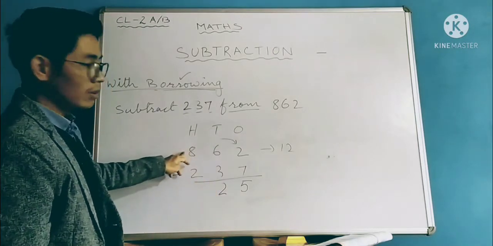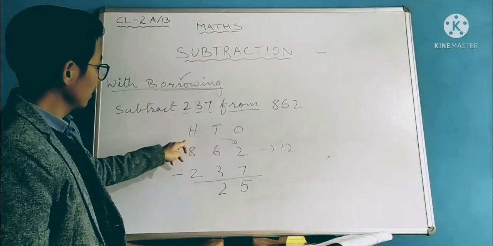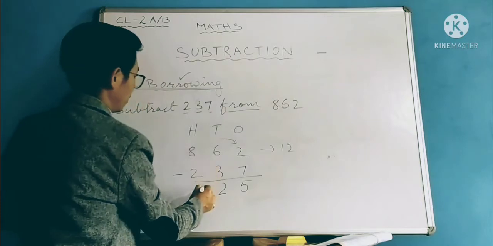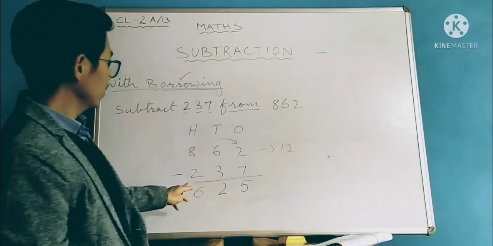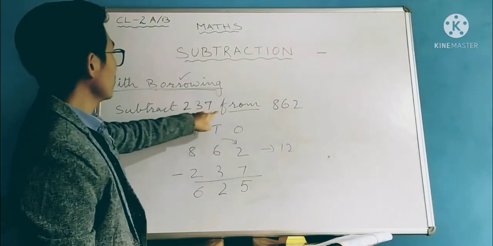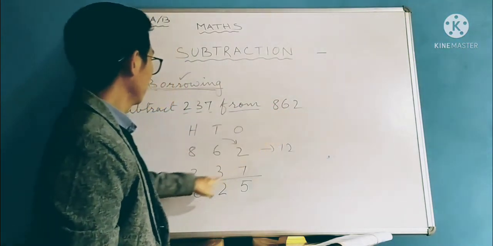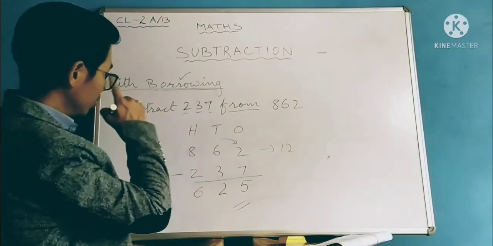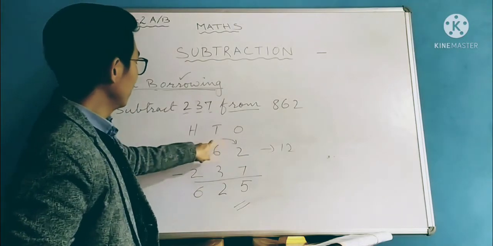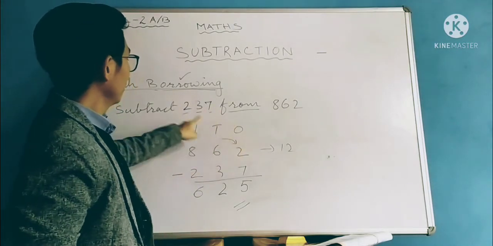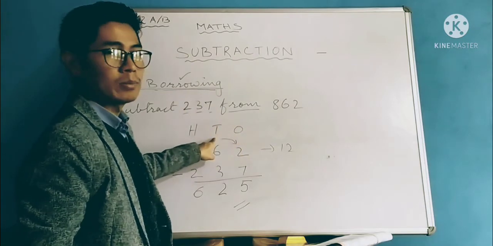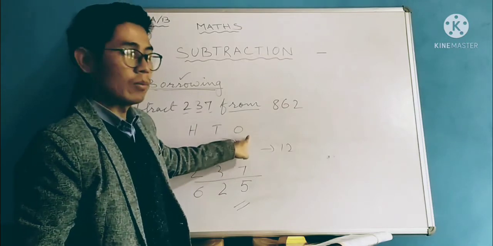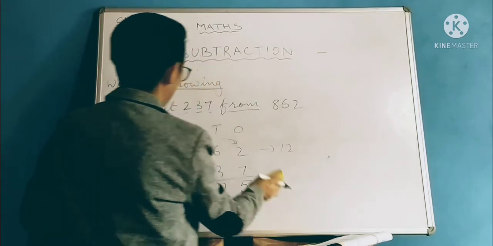Now move on to the 100 place. 8 minus 2 is your 6. 8 minus 2 is 6. Now if you subtract 237 from 862, the required answer is 625. So we have borrowed only in the ones place from tens place. We have borrowed a number from tens place to ones place.